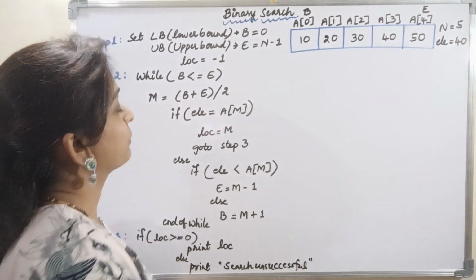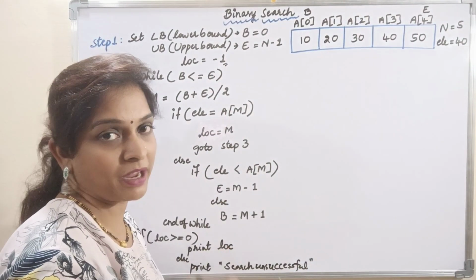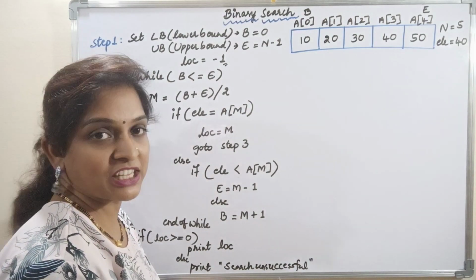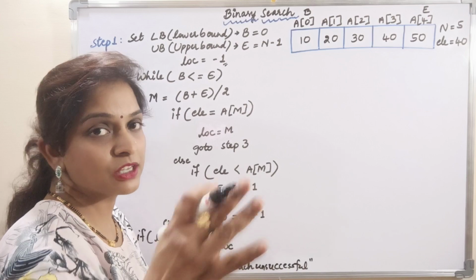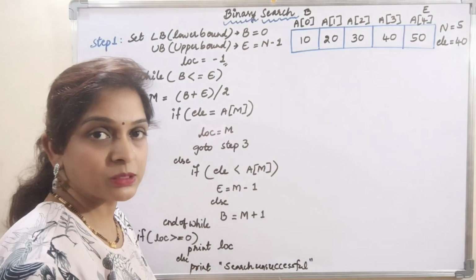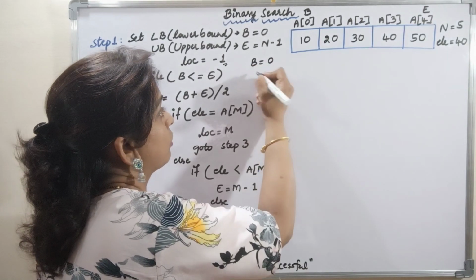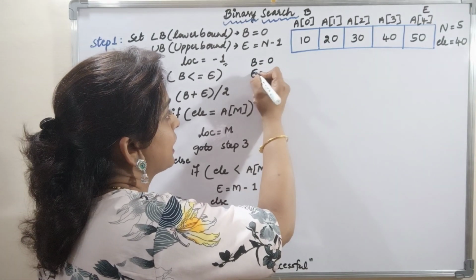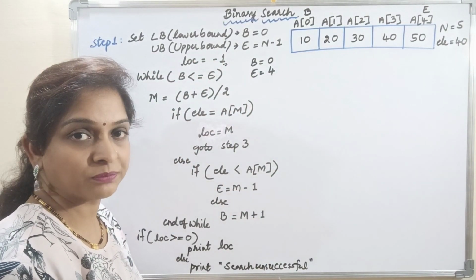Fine. Now we also need to set the location to minus 1 by default. These are some initializations that we need to do before we start the searching process. So beginning is 0, ending is n minus 1, which means 4, and location is minus 1.